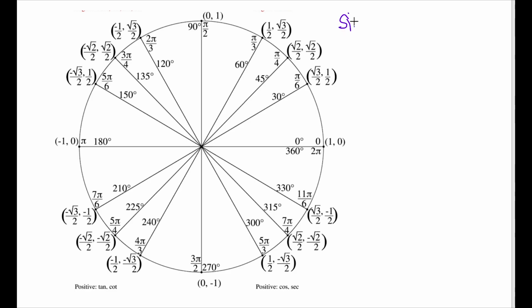What would be the sine, cosine, and tangent ratios for 300 degrees? I would suggest you pause right now and try to do it, and then see if your answers are right. So I find my 300 degrees.